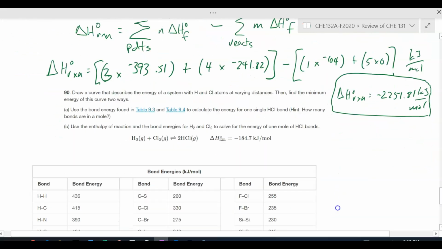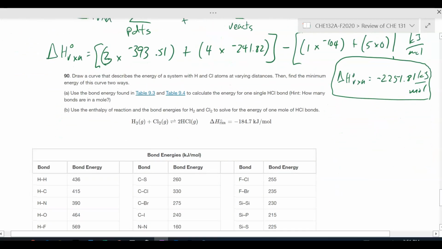All right, number 90 here talks about looking at energy changes in terms of bond energies, which gives us a powerful tool to estimate things for molecules where we maybe don't know the structures. The first thing it asks is to draw the curve of the energy of a system with H and Cl atoms at varying distance.